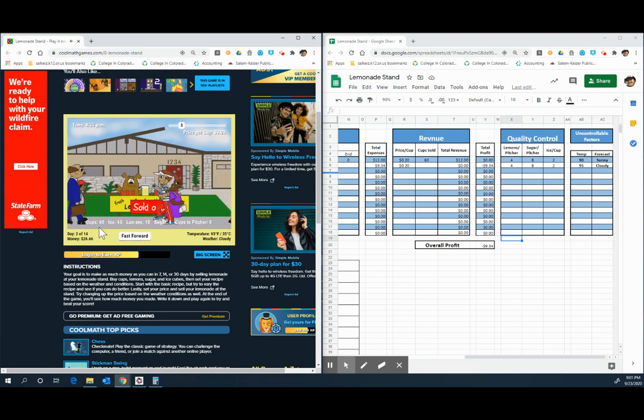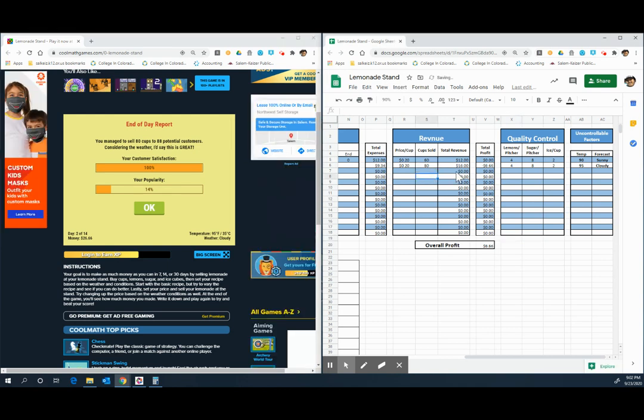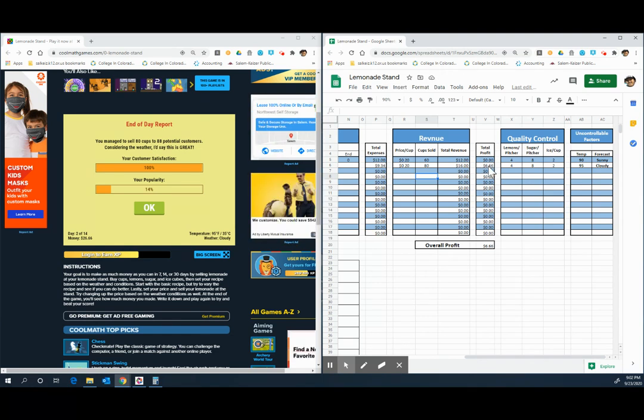It's just before 5 and I've sold out of sugar again. So sugar is still a problem, but it's better because I was able to sell for longer. I sold 80 cups to 88 potential customers. That's great. And my revenue, or how much money I brought in, was $16 for a total profit of $6.66. My overall profit is $6.66.